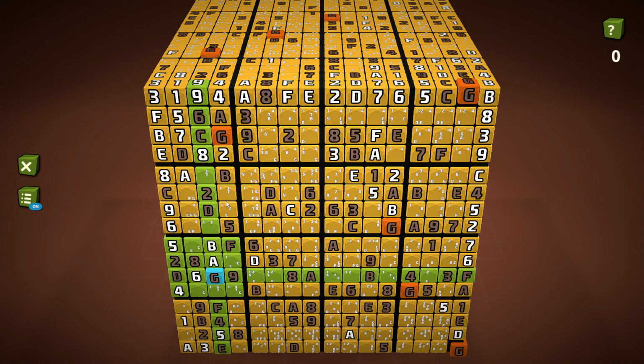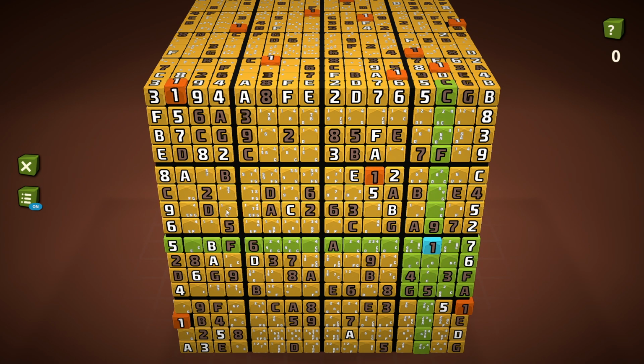Okay, so one of these has to be a 1, one has to be a 3, one has to be a 7. We don't necessarily know which is which, but that means that this one here can't be a 1 then. Logic sound firm? I think that logic is reasonable.